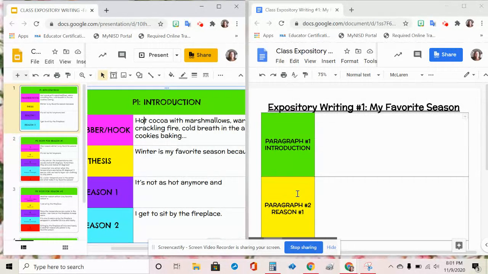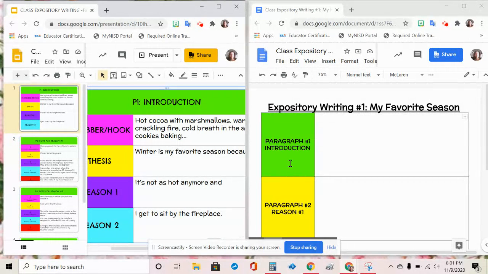On the right, you see a new template that you're going to use where you're going to type in everything for each paragraph inside one section. And that's what I'm going to model for you right now. So let's go ahead and get started with paragraph number 1, which is the introduction.